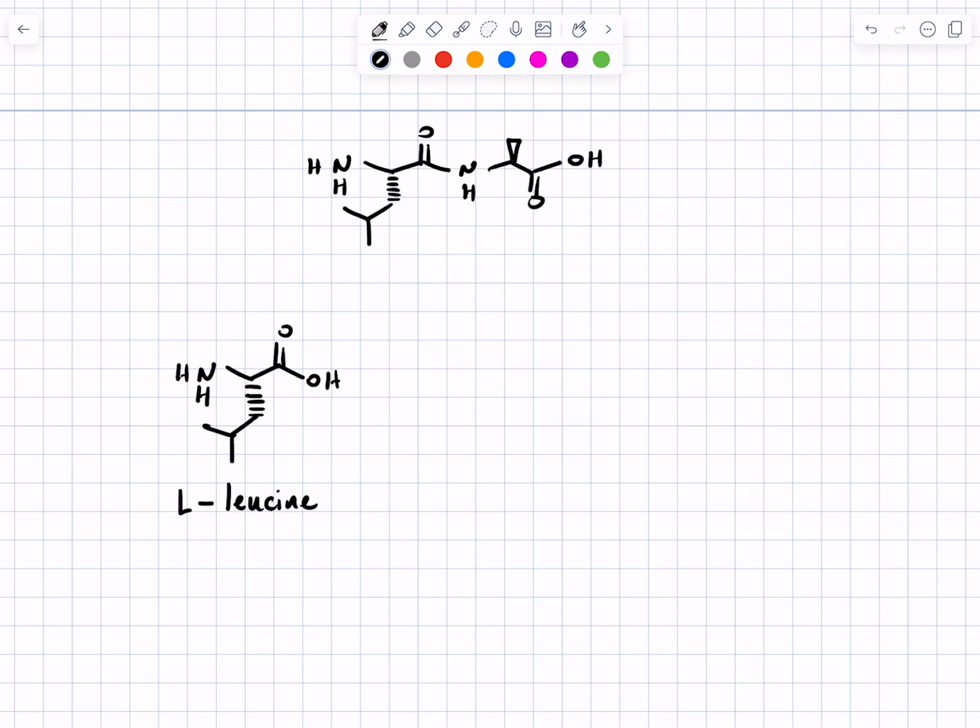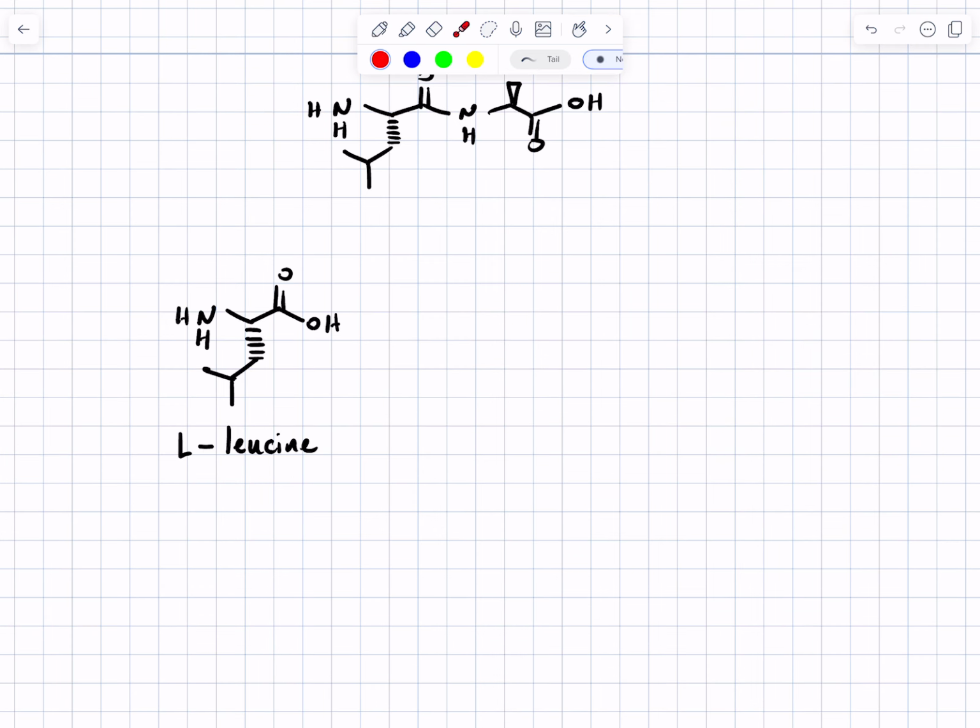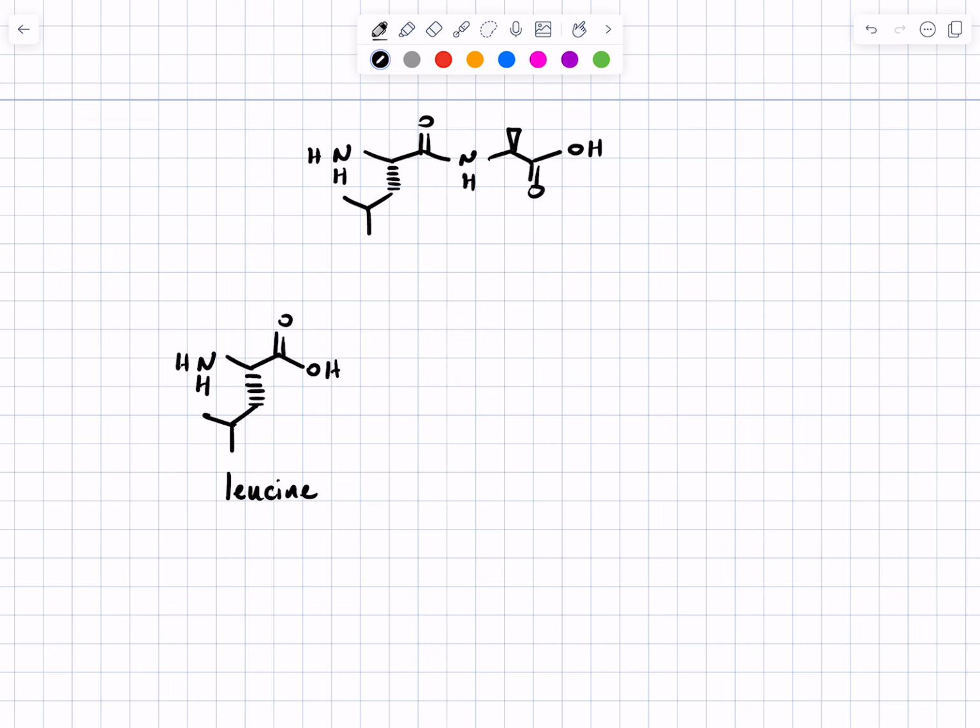This is L-leucine, where the L refers to the configuration of this stereocenter here. I'm just going to drop the L and call it leucine. If I meant the other one, I would say D-leucine. And then the second amino acid is this one, and this is called alanine.